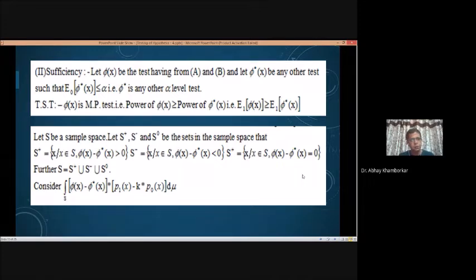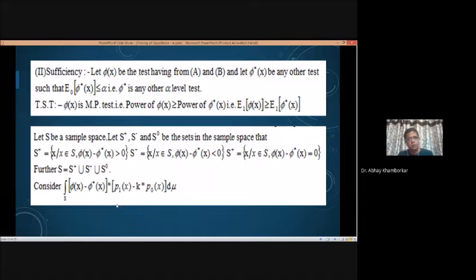So at the S plus we have phi of x minus phi star of x is greater than 0. For S minus, we have phi of x minus phi star of x less than 0, and S naught where phi of x equal to phi star of x, or phi of x minus phi star of x equal to 0. Simple definition से मैंने three subsets को define किया हुआ है. As I said, these three subsets are the subsets of capital S, and therefore S is equal to S plus union S minus union S naught. That is nothing but this sample space.